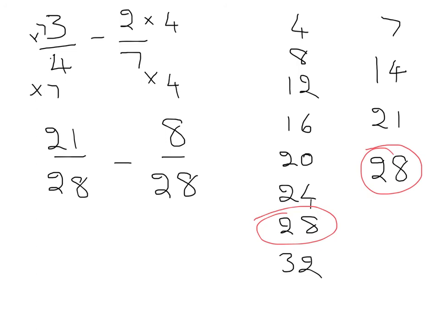Now we have the same denominator, we can just go ahead and do our takeaway. 21 take away 8 is 13. So our answer is 13 over 28.